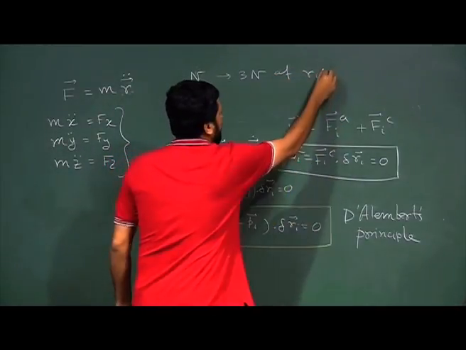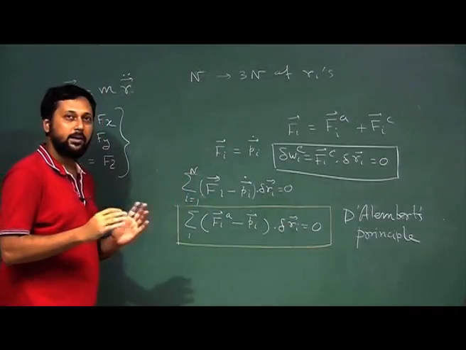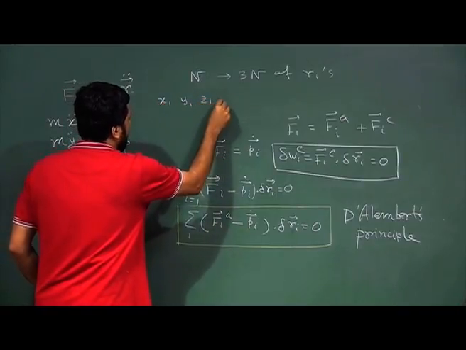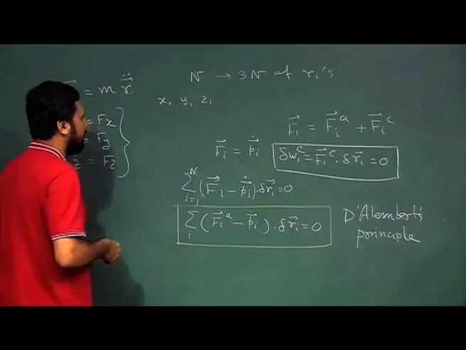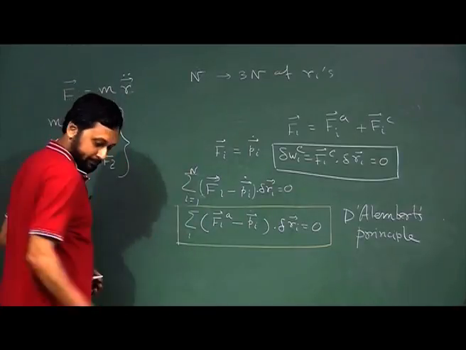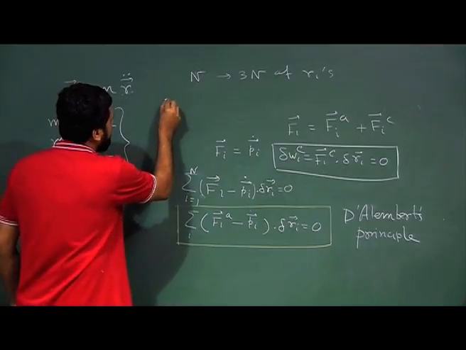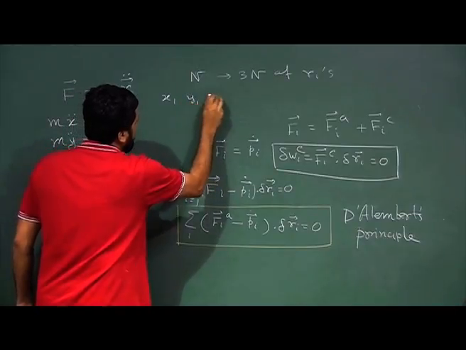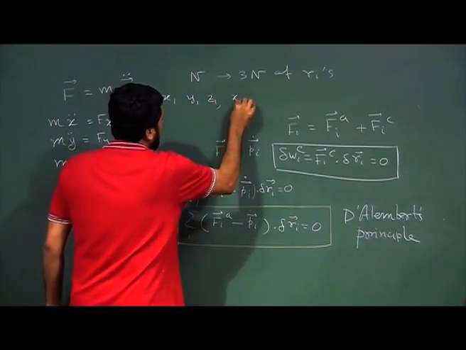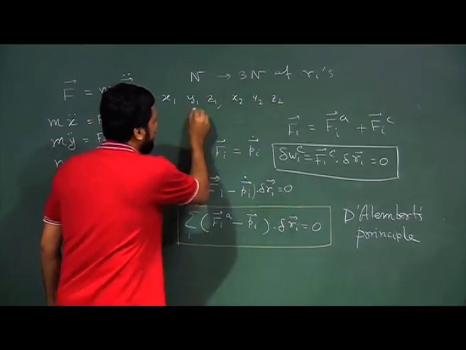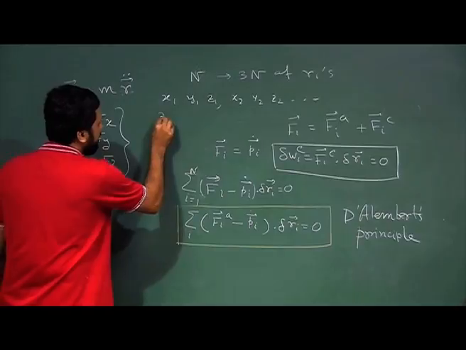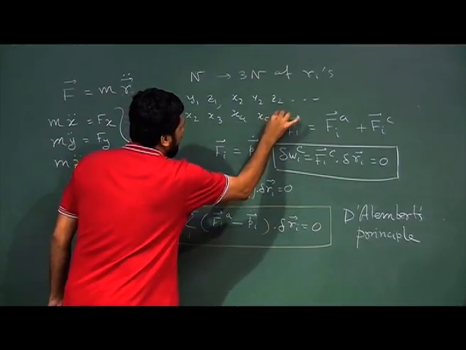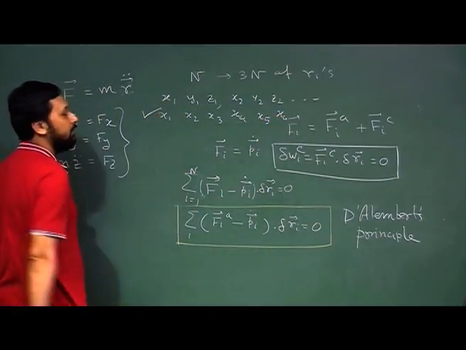So what we are doing here, slowly, is adapting a notation where instead of writing the x, y and z components of each particle individually, such as x1, y1, z1, x2, y2, z2, we can just write x1, x2, x3, x4, x5, x6. We will be using this explicitly.